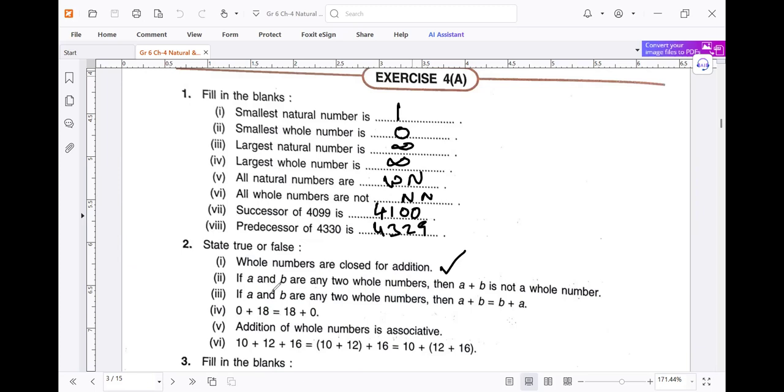State whether whole numbers are closed for addition. If A and B are any two whole numbers, then A plus B is not a whole number. False. If A and B are any two natural numbers, then A plus B is equal to B plus A. True. 0 plus 18 is equal to 18 plus 0. True. Addition of whole numbers is associative. Yes, true.